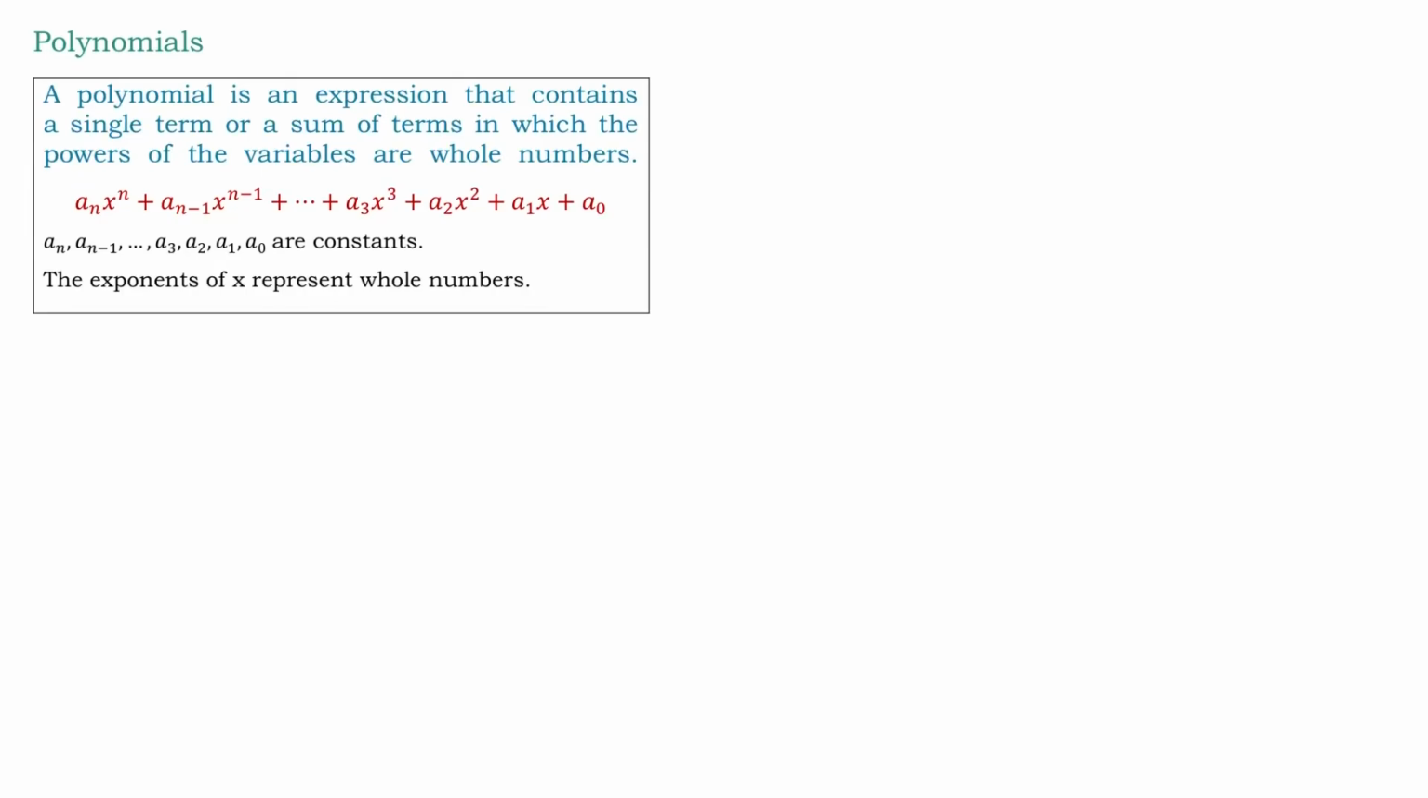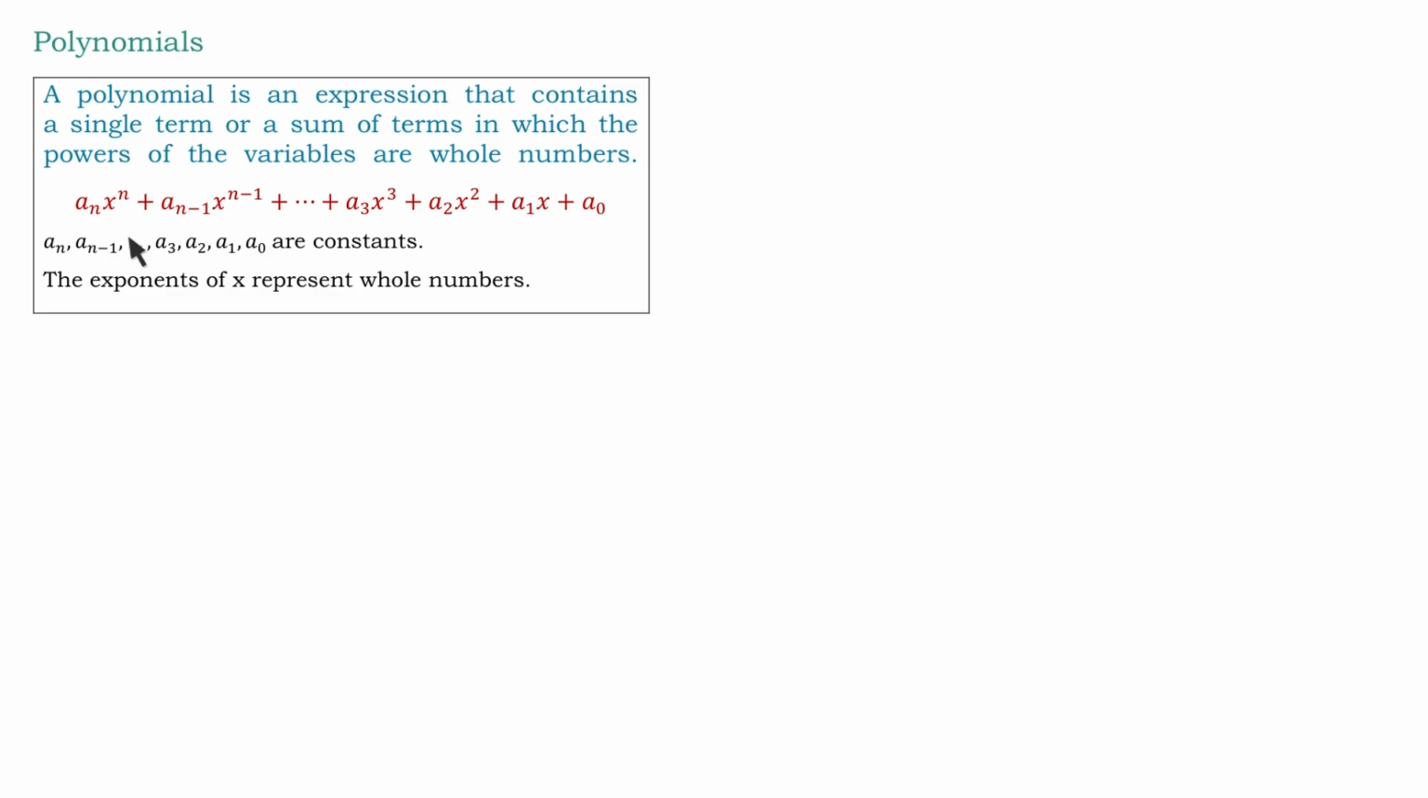A polynomial is an expression that contains a single term or a sum of terms in which the powers of the variables are whole numbers. It has the form a sub n times x to the nth power plus a sub n minus 1 times x to the n minus 1 plus, and so on, plus a sub 3 times x cubed plus a sub 2 times x squared plus a sub 1 times x plus a sub 0.